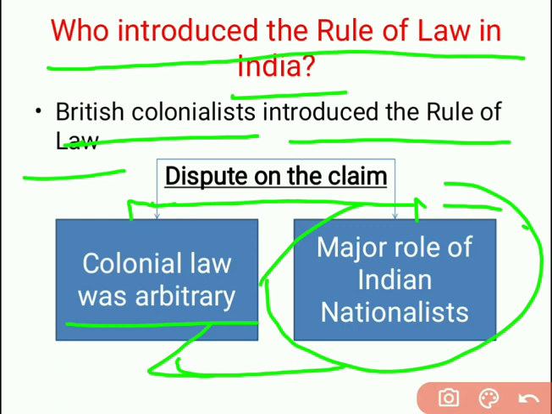Of course, there is a dispute. Still, we can say that although many laws were introduced by the British, they were arbitrary and harsh and painful for the Indian people, and Indian people played a major role in bringing smooth and simple laws for the Indian people.